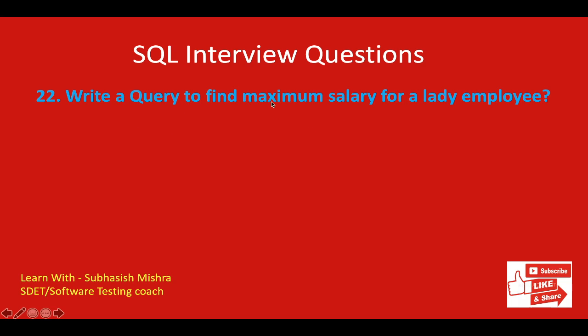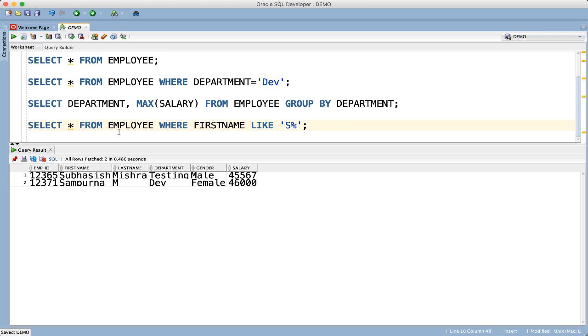Write a query to find maximum salary. Maximum salary for whom? For a lady employee. Okay, so let's see how to write it. So select star from employee. Okay, we want maximum salary for a lady employee, right? So where we'll write salary, right?